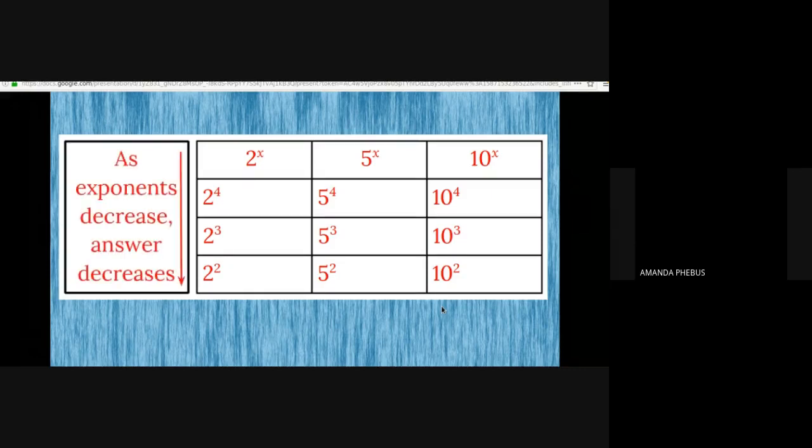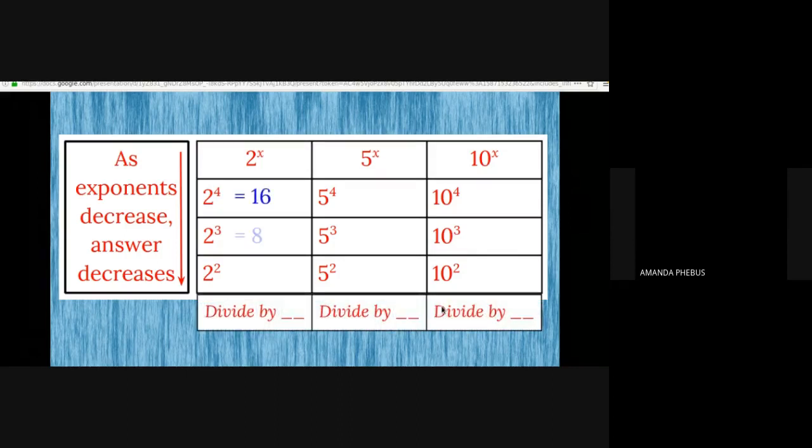All right, so you should notice that as the exponents decrease, the answer is decreasing. So we are in the first column dividing by 2 each time. We have 2 to the 4th is 16, 2 cubed is 8, 2 squared is 4. So our numbers are decreasing and we are dividing by 2. 5 to the 4th is 625, 5 cubed is 125, 5 squared is 25. We're dividing by 5 each time.